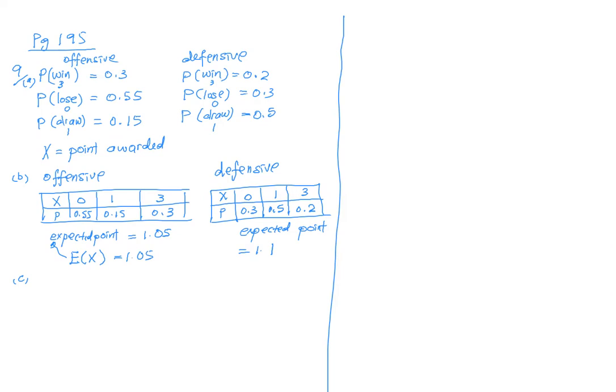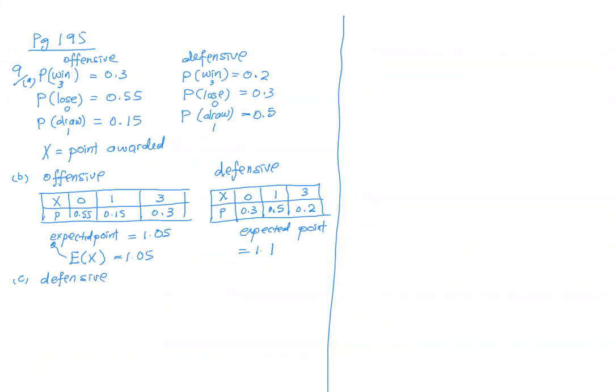Okay, now, should the strategy change if teams are awarded 4 points instead of 3 points for a win? So what you need to do for this case is just go to your calculator.